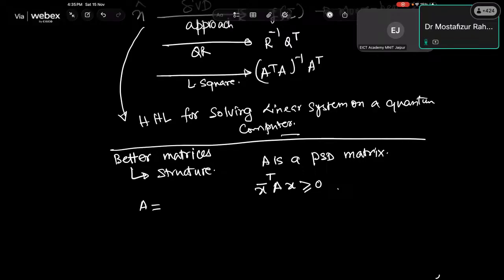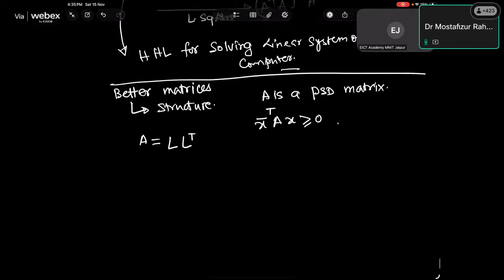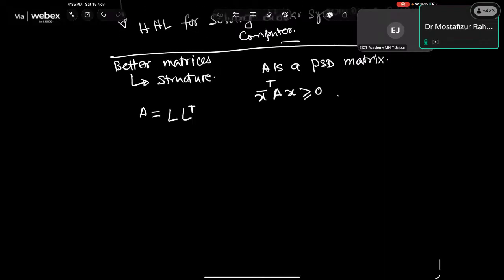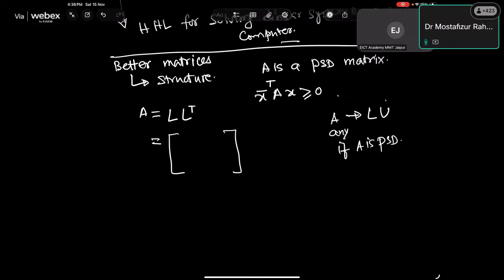So if A is a PSD matrix, then you can represent it as LL transpose, where L is a lower triangular matrix. Earlier we have seen that for any ordinary matrix A, we can decompose into LU decomposition. But if A is PSD, you don't need to compute U. You just need to compute L, so A can be decomposed as L L transpose.